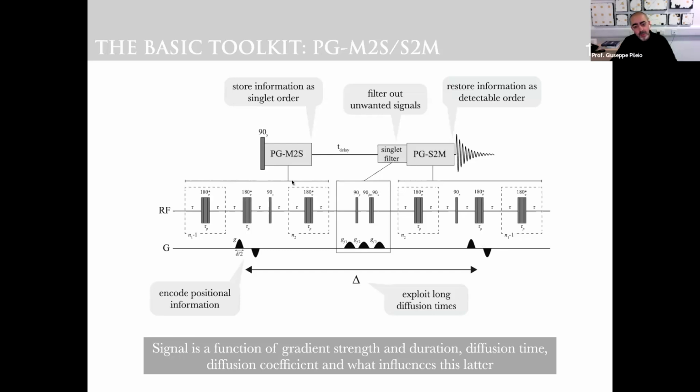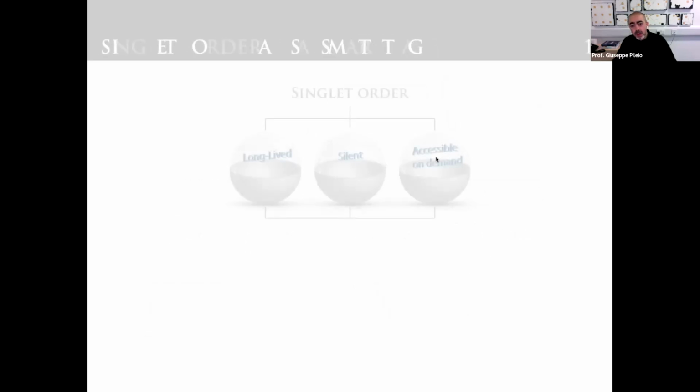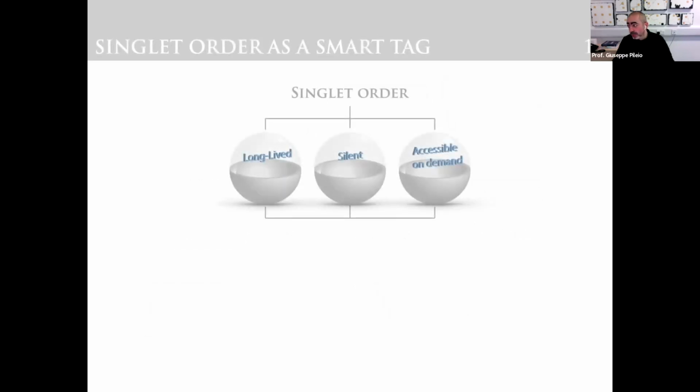And you can do the same within the M2S sequence. So you can basically develop pulsed gradients M2S and pulsed gradients S2M. And this is what we have done in this pulse sequence here. So, okay, in principle, I'm ready to show you something. But I would say so far, I've just highlighted that the singlet order is long-lived, or long-loved in that case.